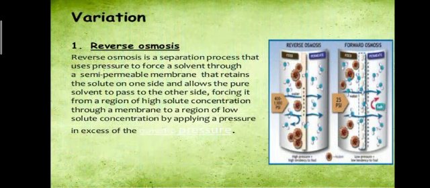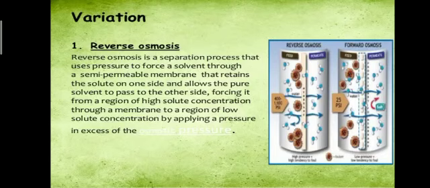What is reverse osmosis or exoosmosis? Reverse osmosis is a separation process that uses pressure to force a solvent through a semi-permeable membrane that retains the solute on one side and allows the pure solvent to pass to the other side, forcing it from a region of high solute concentration through a membrane to a region of low solute concentration by applying a pressure in excess of the osmotic pressure.